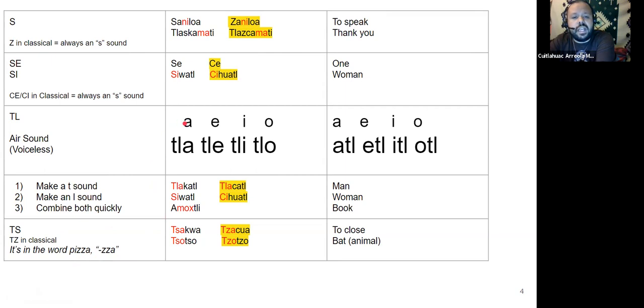You can also practice with the vowels, right? So tsa, tse, tsi, tso. Tsa, tse, tsi, tso. So we have tsakwa, tsakwa, seyok, tsotso, tsotso. Again, you can look in the right for its meaning.